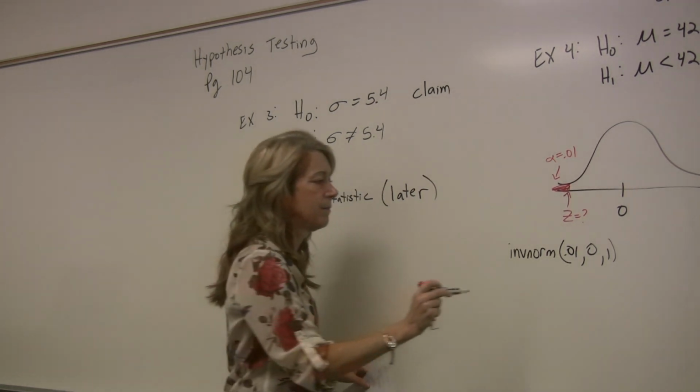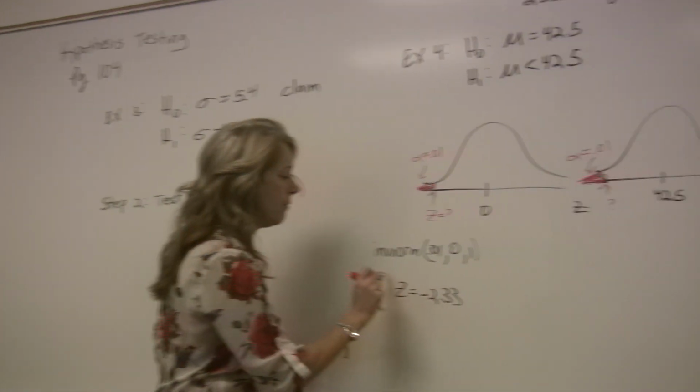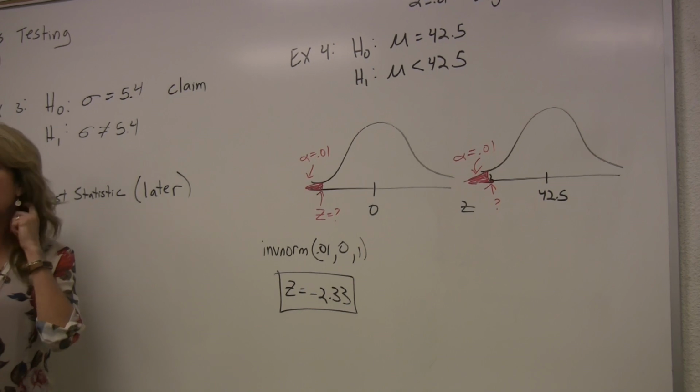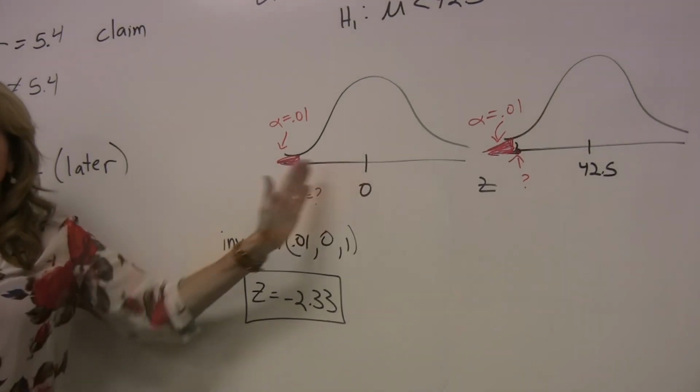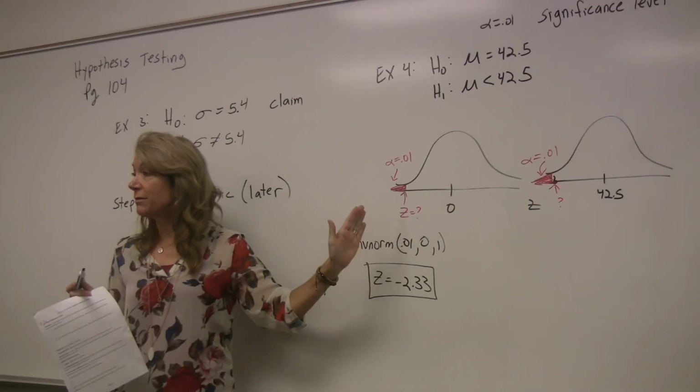What's his answer? -2.33. Yep. Does that make sense to have a negative z in this case? Yeah. Why? To the left. Because I need to be to the left of 0, right? I need to be somewhere to the left. That better be a negative answer.